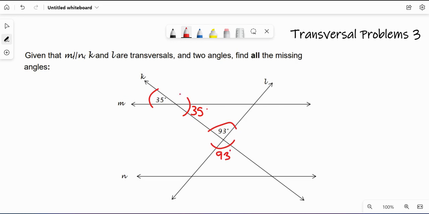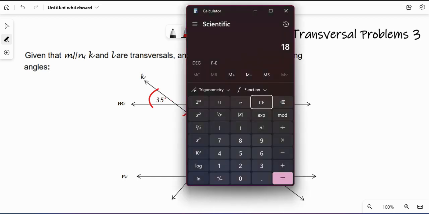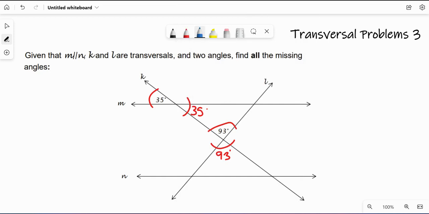Then I look for any supplementary angles. So 35 here, right? That means this angle right here is going to be, we know a straight line is 180 degrees, so 180 minus 35, is 145. So this is 145. That means this is going to be 145 as well. It's vertical to that.